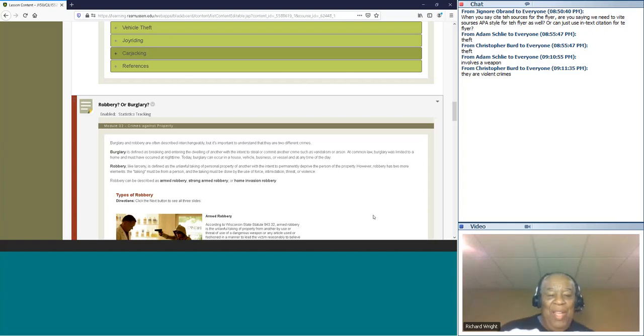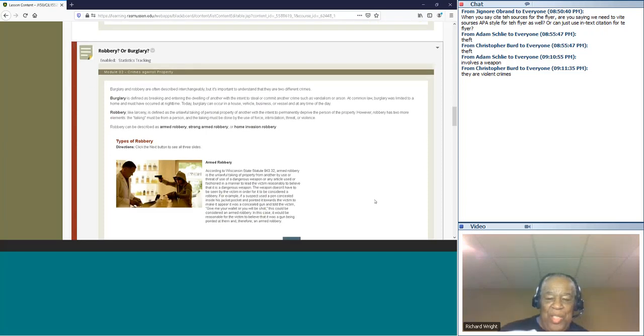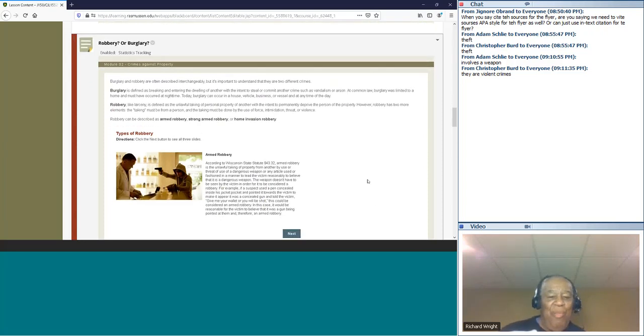So robbery is broken down into what we call armed robbery, strong arm robbery, or home invasion robbery. So let's talk about those different ones. So what is armed robbery? Armed robbery is when a weapon is used. That's the exact thing. Now, the weapon doesn't have to be seen by the person.